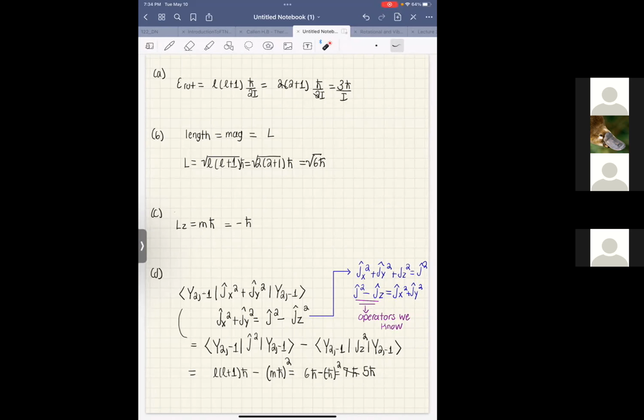All right, and then it's asking for the magnitude of L. So basically, you have to take the radical of L squared because this is literally L. So this is the radical of L times L plus 1. And then you plug in 2 and 2 again, and then you're going to get radical 6 h bar.